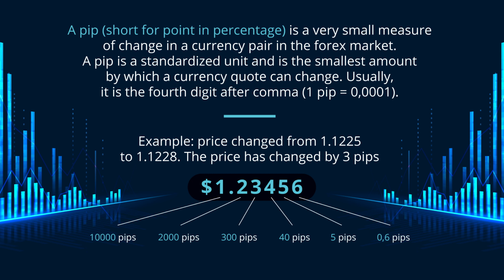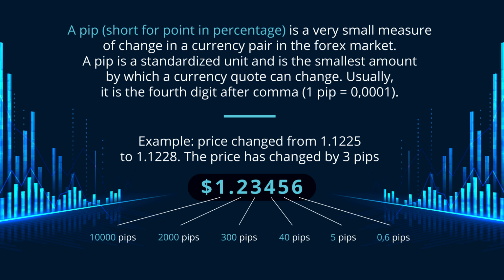So let's begin with a pip. Pip is an abbreviation for point in percentage. So sometimes you can hear people calling it pip, sometimes people calling it point. Both words are correct. A pip might be a little bit more popular term. So basically it's a very small measure of change in a currency pair in the Forex market.